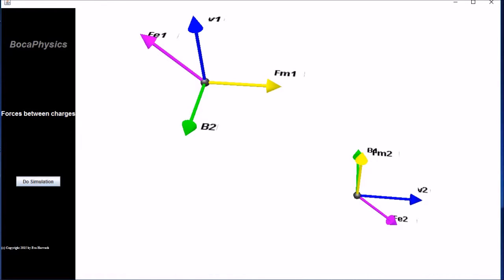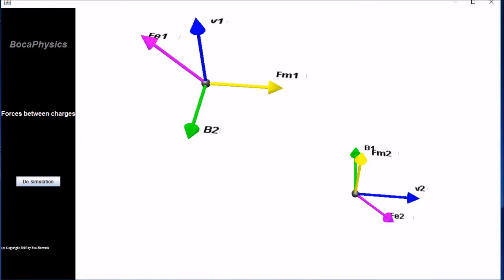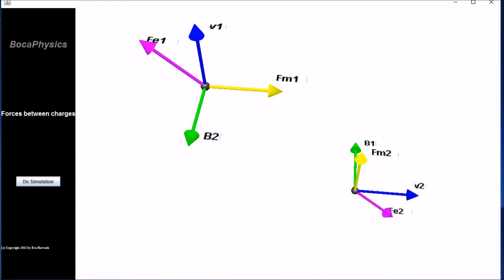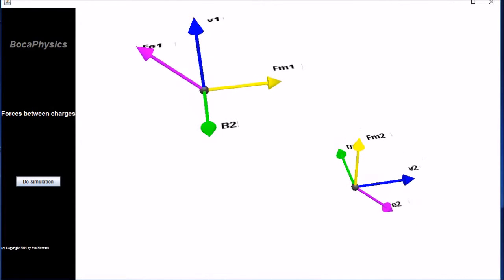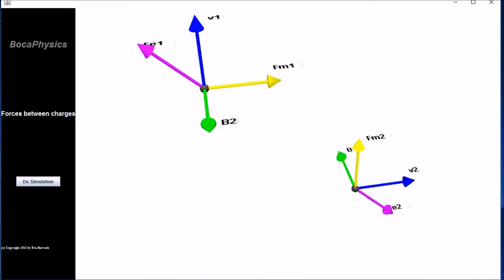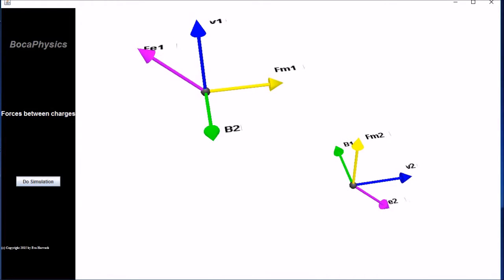The magnetic field, however, is not given by the Biot-Savart law. Notice the field due to charge 2 points out of the screen at the position of charged particle 1, and a magnetic field due to charged particle 1 points into the screen at the position of charged particle 2. As a consequence of the particles' motion and the magnetic fields, there will be a magnetic force. These forces are depicted by yellow vectors.